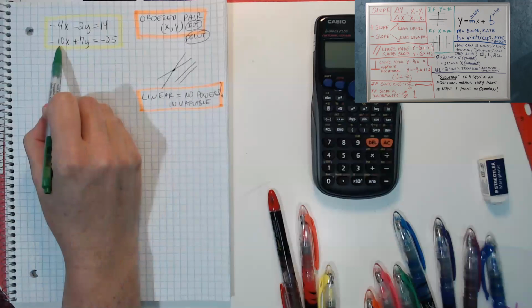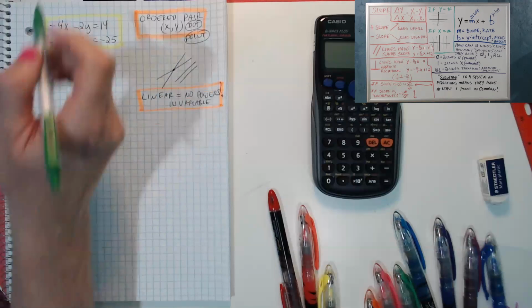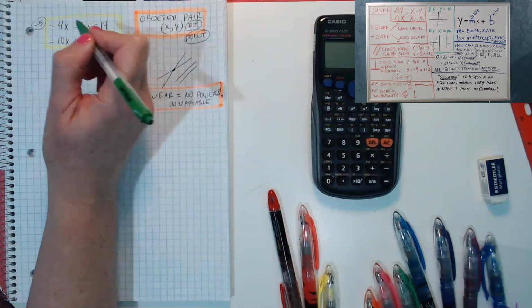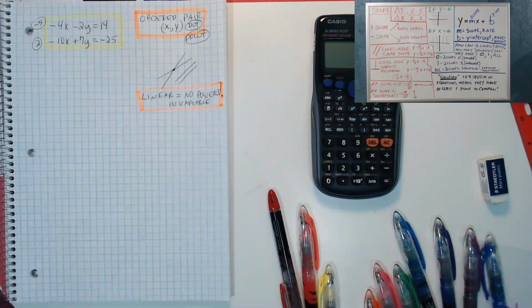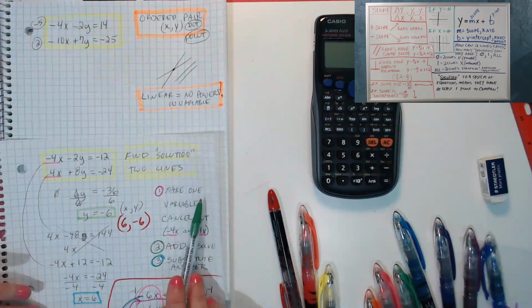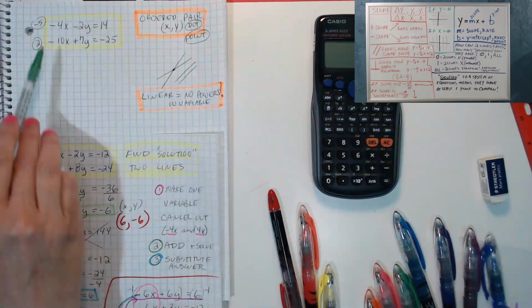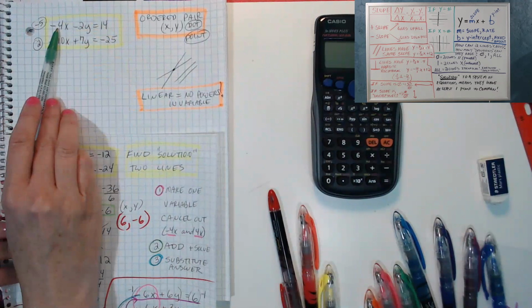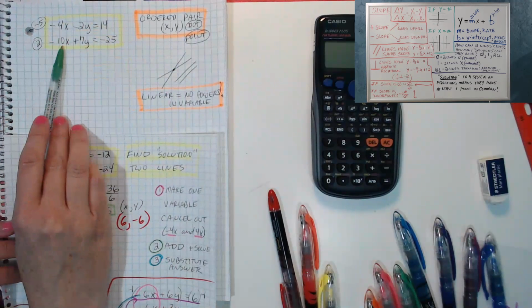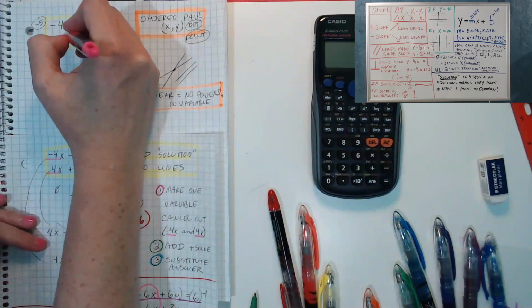Okay, let's get back to this one. I'm going to multiply the first one by -5 and the bottom one by 2. Let's get back to our little cheat sheet: make one variable cancel out. We're doing that by multiplying the top by -5. That'll make that +20. 2 times -10 will be -20. So that's what we're going to make cancel out.